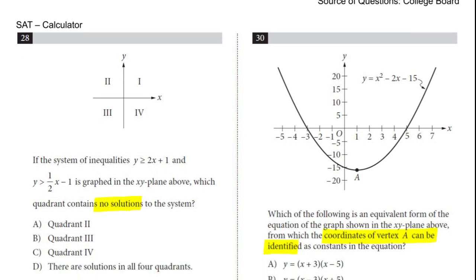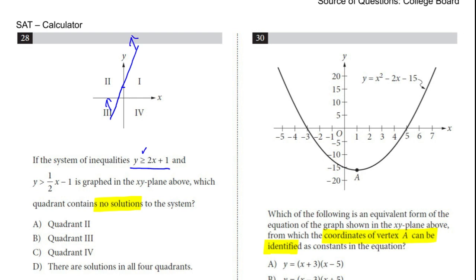If the system of inequalities y is greater than or equal to 2x plus 1 and y is greater than 1 half x minus 1 is graphed, which quadrants contain no solution? Okay, we can sketch one by one. Y is greater than or equal to 2x plus 1. Here, y-intercept is 1 and slope is 2. So roughly here. And greater than, upper part, or this part will be shaded, right?